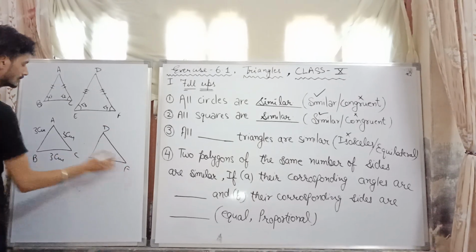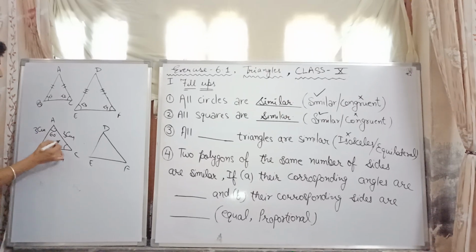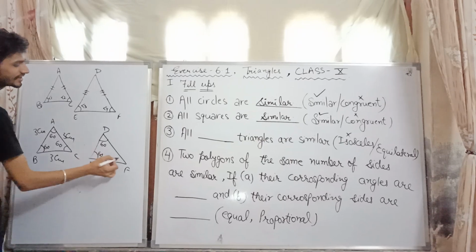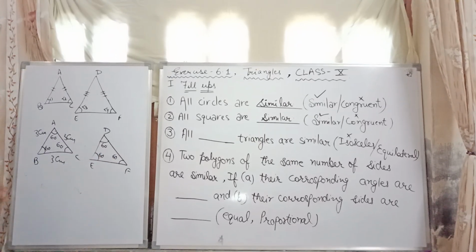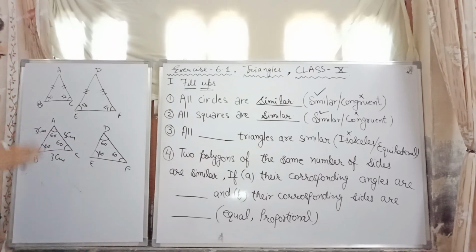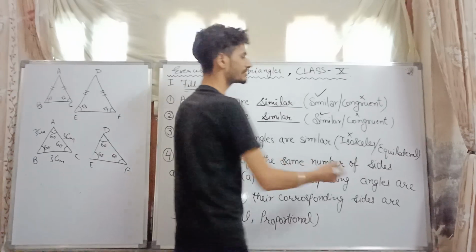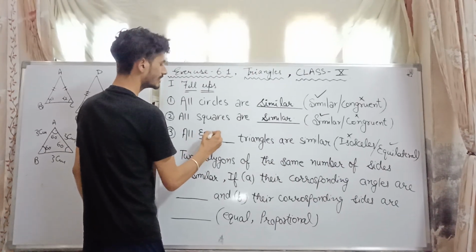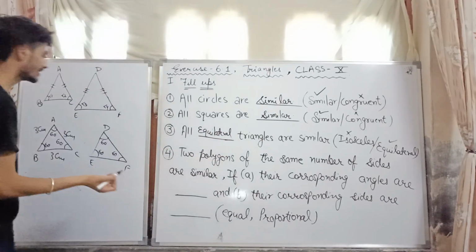So all the angles are 60 degrees, which is common in the case of an equilateral triangle. 60 degrees, 60 degrees and 60 degrees. So it fulfills the condition that both the triangles have the same angles and the sides are also equal for both the triangles. So in this situation, equilateral triangles are similar. Equilateral triangles are similar.